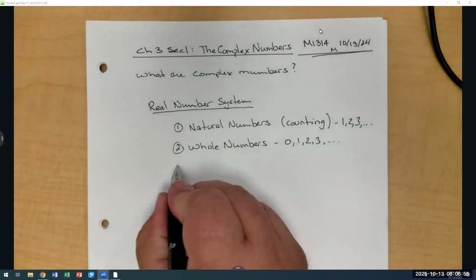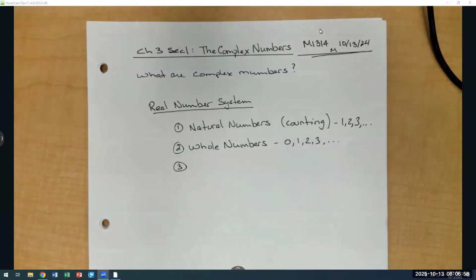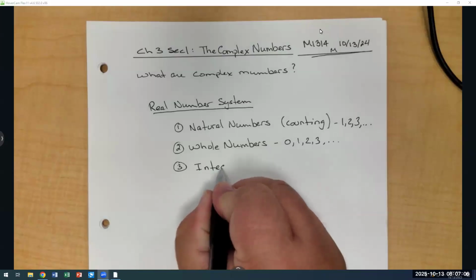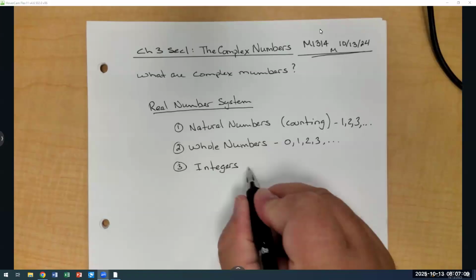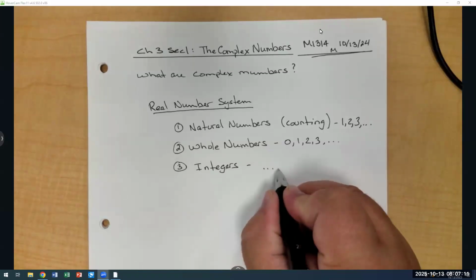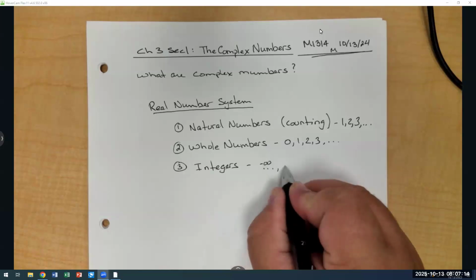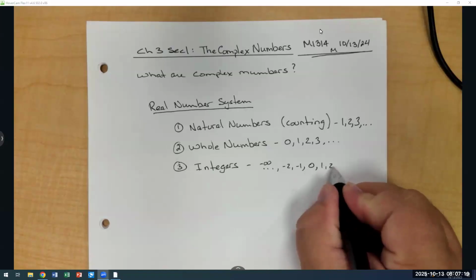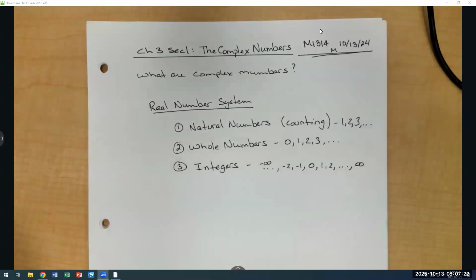Then we went a little bit further. We weren't happy with that. There's more we can do. What's missing? Well, the negative numbers. We call these integers. Integers go from negative infinity to negative, to 0, and then all the way to positive infinity. They're the integers. Was that enough? No.